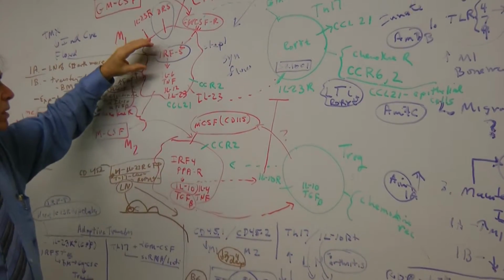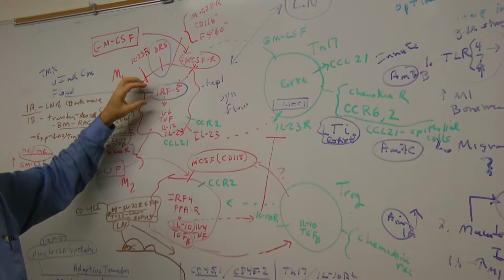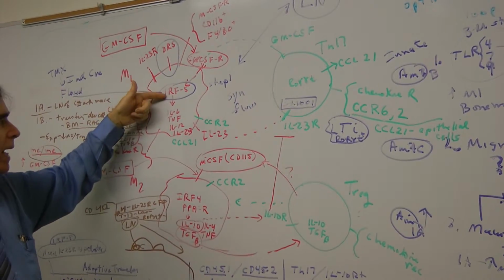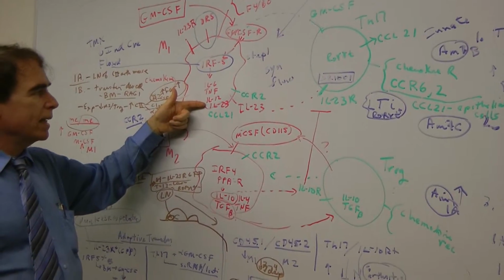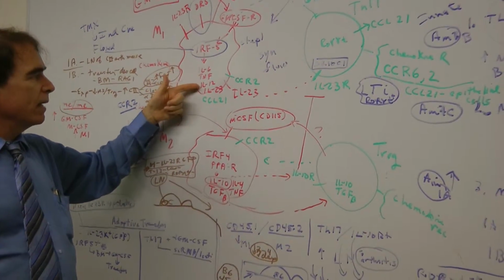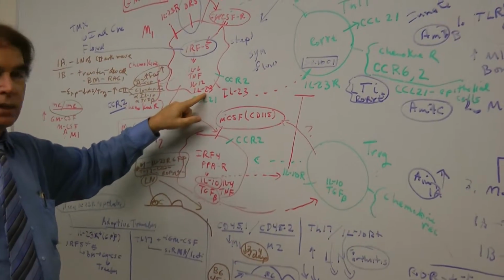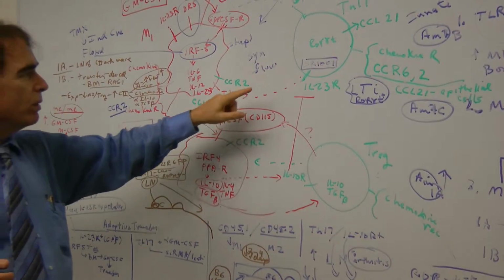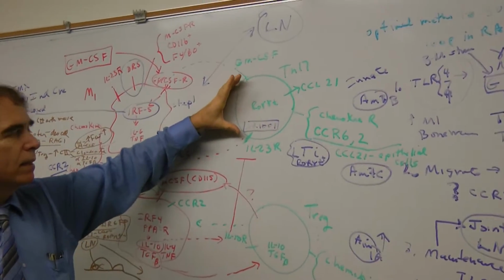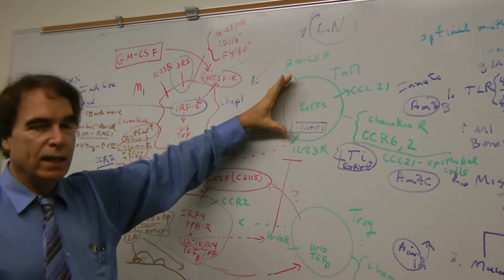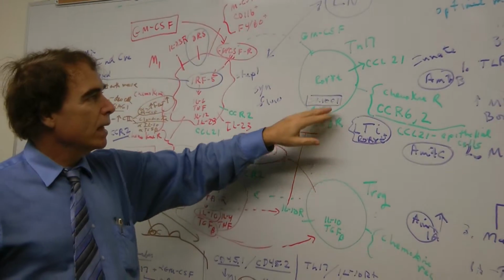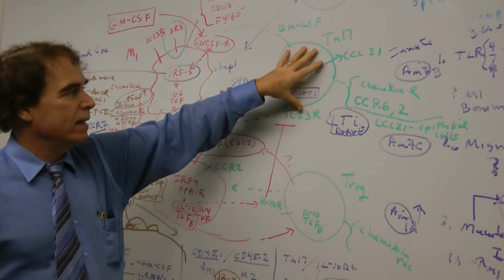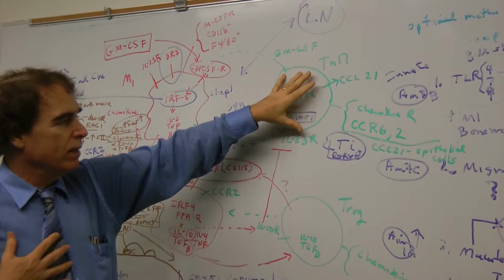Now, the key features of M1 macrophages, one is IRF5, and that leads to production of cytokines, inflammatory cytokines, IL-6, TNF, IL-12, and IL-23 is essential because IL-23 acts with IL-23 receptor to maintain this Th17 inflammatory cell, and that's a Th17 cell that's inflammatory.